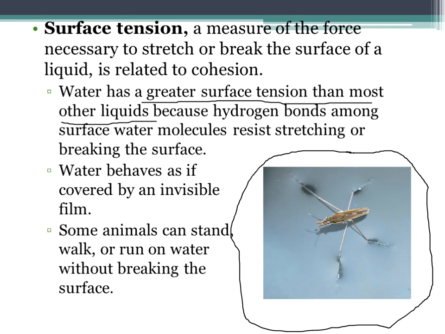So if you compare water to gasoline or water to ethanol or water to any other liquid, it's probably going to have a higher surface tension because the hydrogen bonds resist stretching or breaking the surface. So it's because of its hydrogen bonds. Water behaves as if it was covered by an invisible film as well. And some animals can even stand, walk, or run on the water without breaking the surface. Like you see with this certain bug, I don't know the name of it, but you can see that it's not getting wet. It's actually standing on top of the surface.